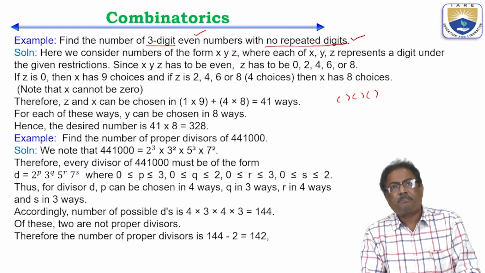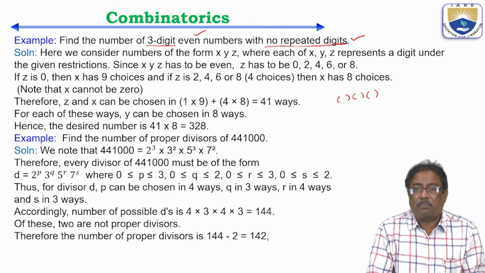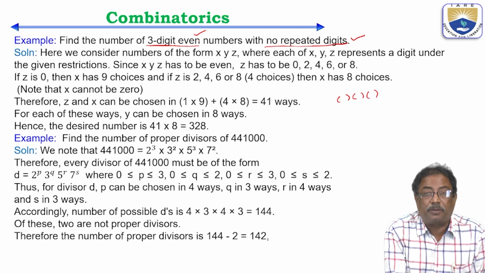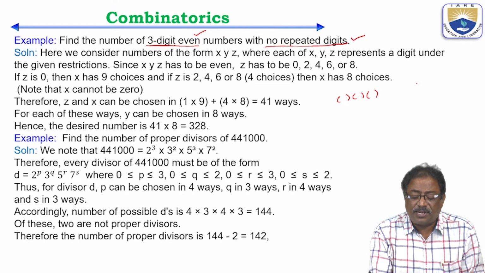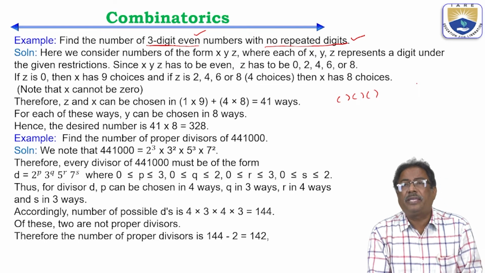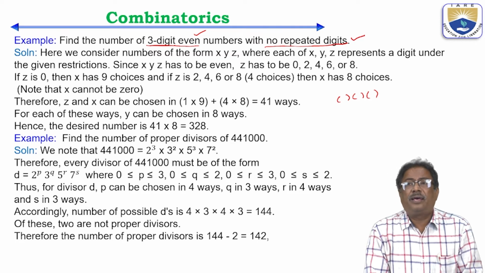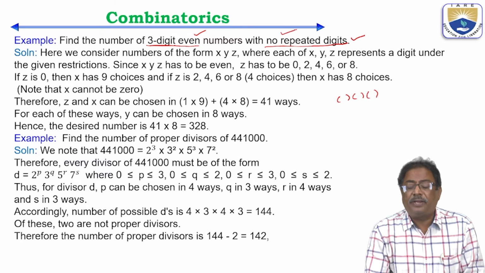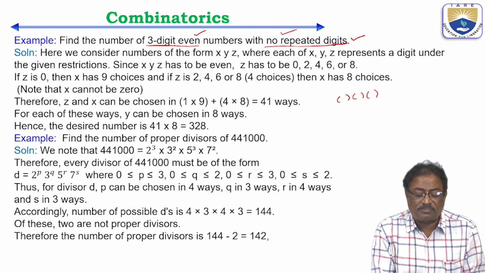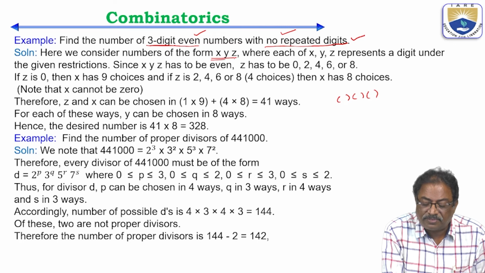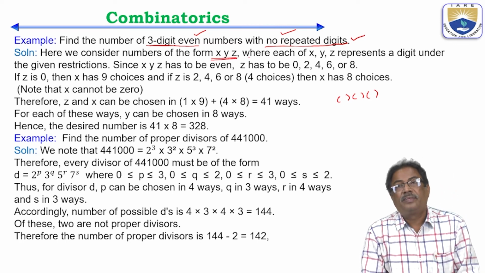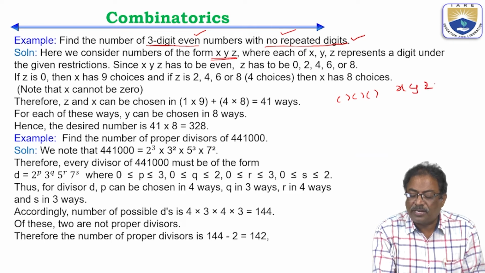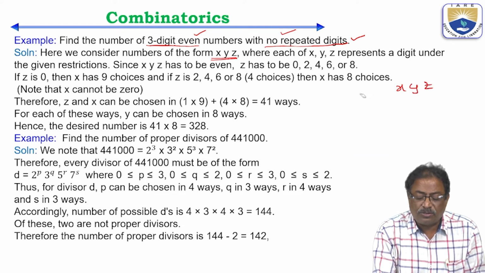So here, 3-digit even number, not all even numbers, only 3-digit even number. When we say that it should be even, no repeated digits will be there. Now let us say the 3-digit number is XYZ. I am taking x into y into z.